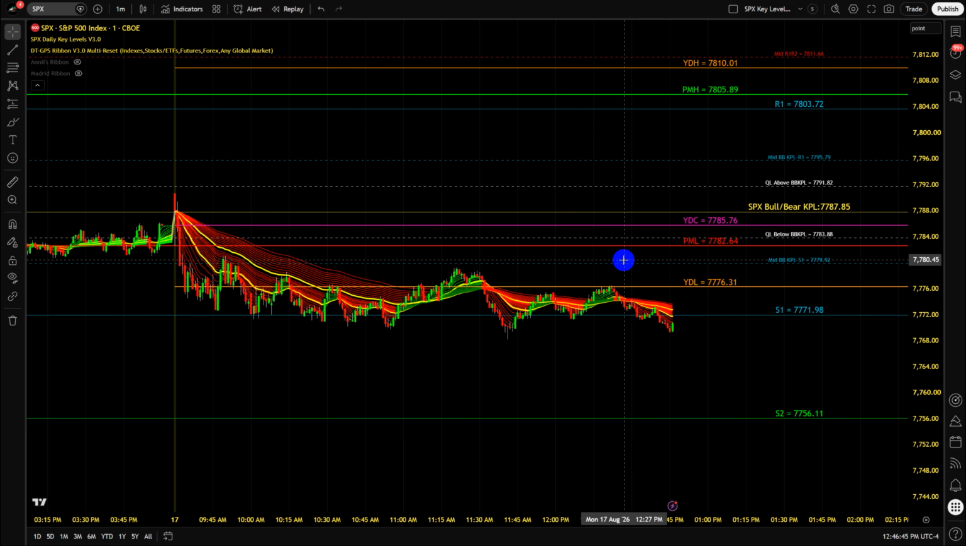In today's video, we're just going to take a look again at the Day Trading GPS Ribbon V3.0 indicator and why the resets are so important, especially on indexes such as the SPX index. So the Day Trading GPS Ribbon V3.0 indicator has multi-session resets for different types of assets and market types.